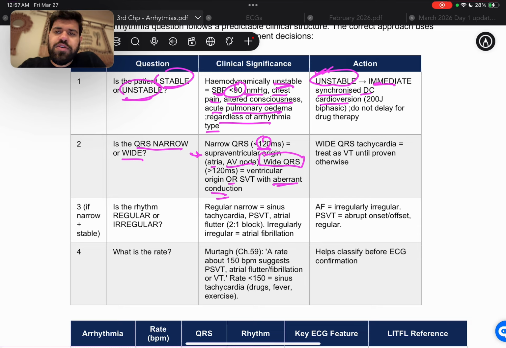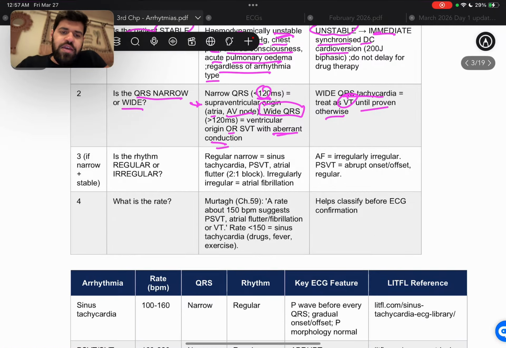So aberrant conduction is when the conductive pathway takes a different path than the original, the physiologic path the conduction should take. Right. So if it's wide QRS tachycardia, treat as VT until proven otherwise. So every single time we have a suspicion and it's an emergency, we always treat, keeping the worst prognostic disease in mind. So VT until proven otherwise. So the next thing to consider, if it's narrow plus stable: at this point the patient is stable and their QRS is narrow. All right, and at this point we consider if the rhythm is regular or irregular.